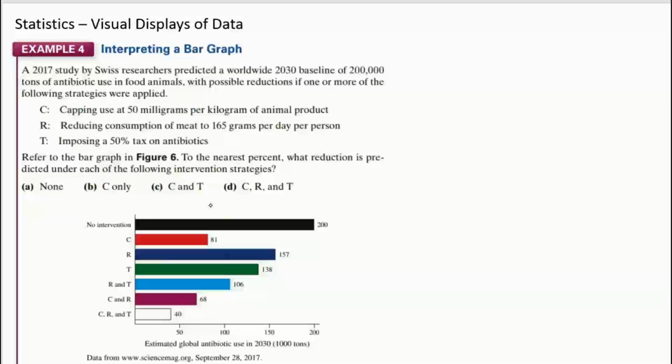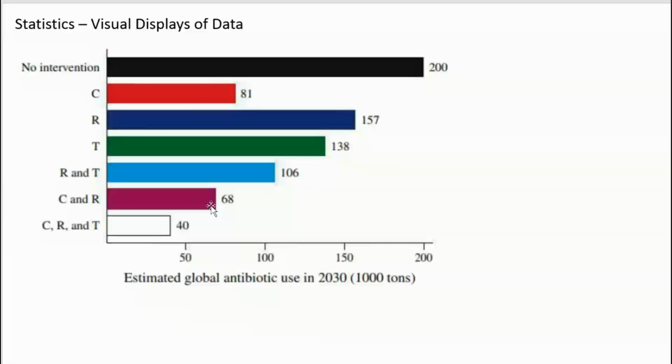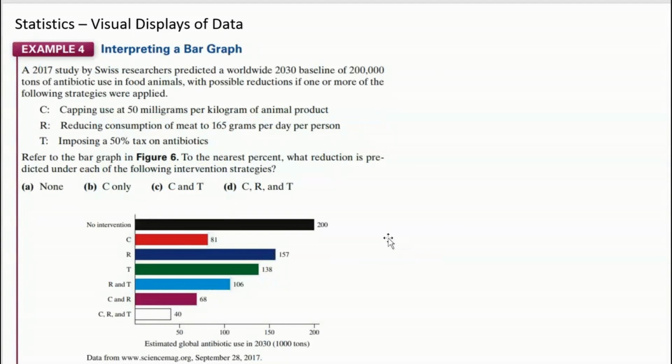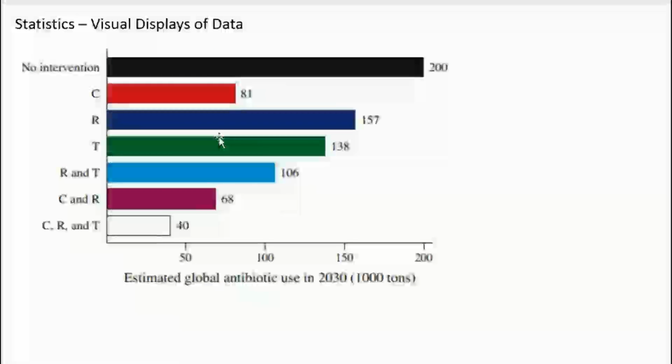So let's see what we have. I've got a bigger version of this, and I'll go back and forth between the questions and the chart. So here's the chart for you. They're saying if you don't do any intervention at all, you notice the estimated global antibiotic use in 2030 is 200,000 tons. It goes right up to 200,000. But if we use the C strategy, remember C represented capping use at 50 milligrams per kilogram of animal product, then 81,000 tons would be the antibiotic use.